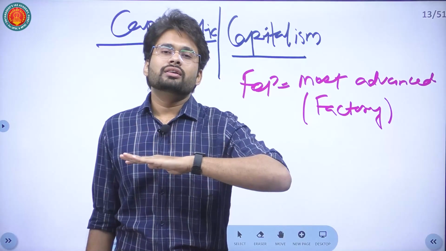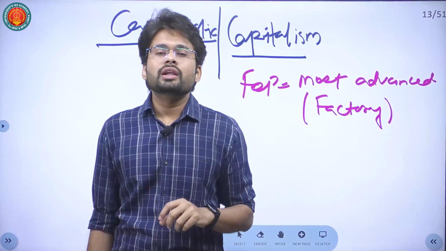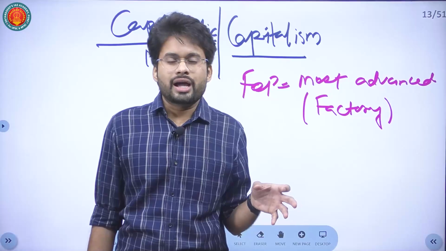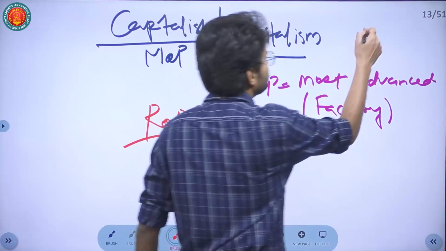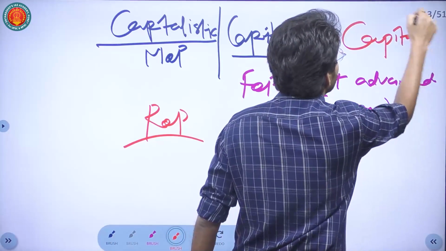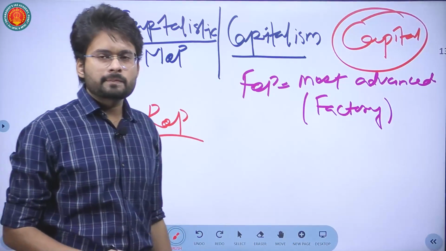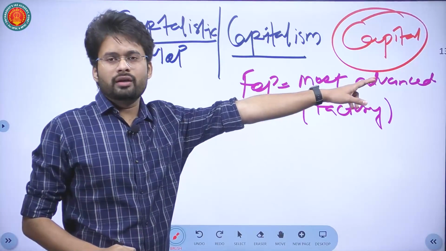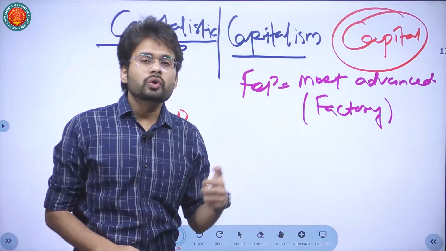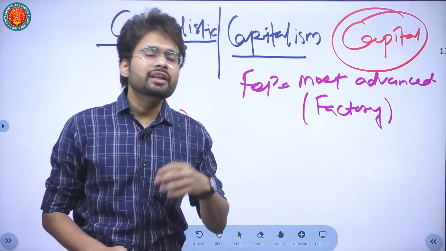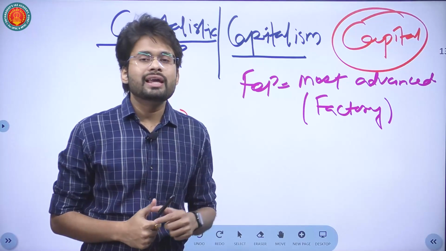And the earlier masters or feuds who owned the land will now start owning the capital. And in capitalism, the centrality will be nothing but the capital. Capital will be at the center of the society. Those who will own the capital will have the real power. Earlier in feudalism, those who used to own land had the real power. Now in capitalism, those who own capital will have the real power.